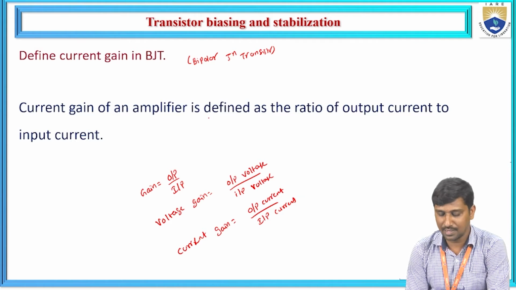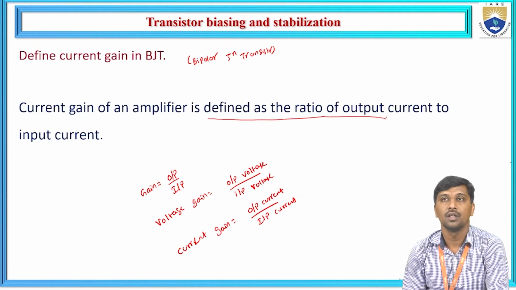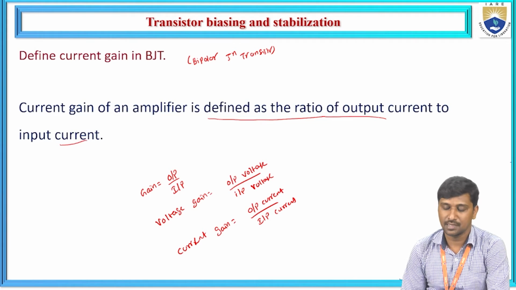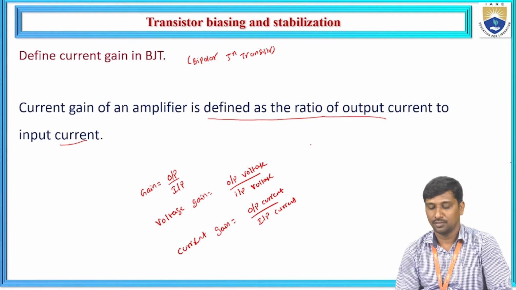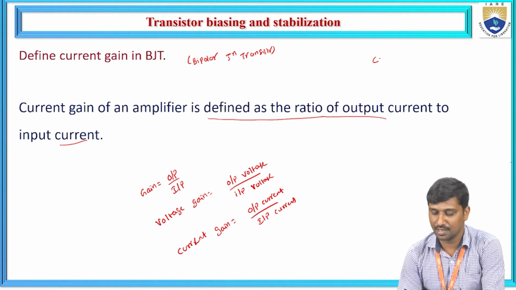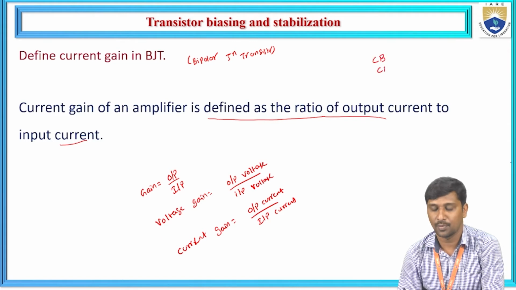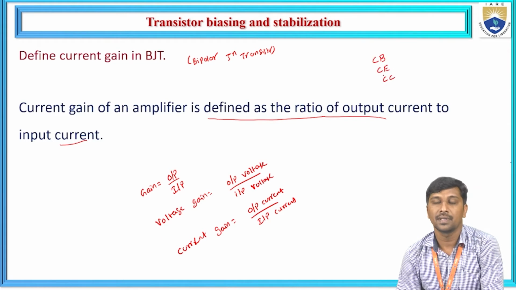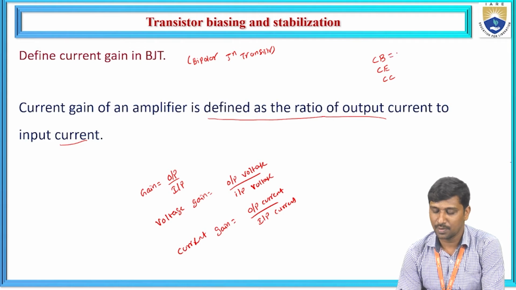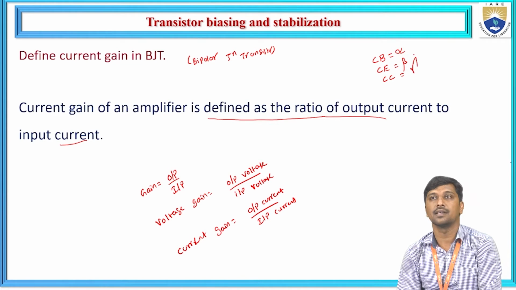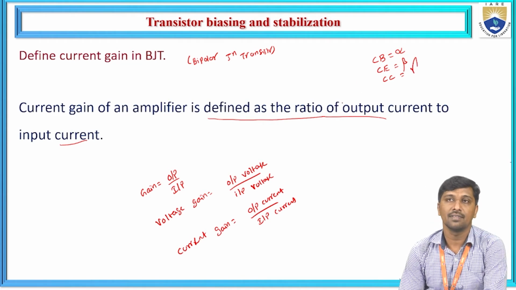So that is the reason. The current gain of an amplifier is defined as the ratio of output current to the input current, based on the transistor configuration. We know that there are three types of configurations: common base, common emitter, and common collector. So we need to define the gains of the different configurations. In common base, the current gain is defined as alpha. In common emitter, the current gain is defined as beta. Common collector is represented as gamma. Whatever it may be, it is the ratio of output current to the input current.